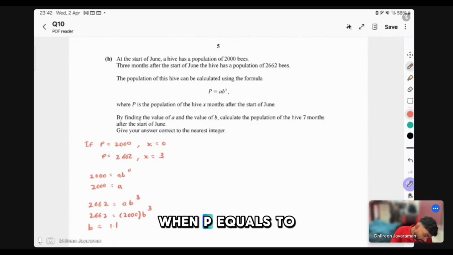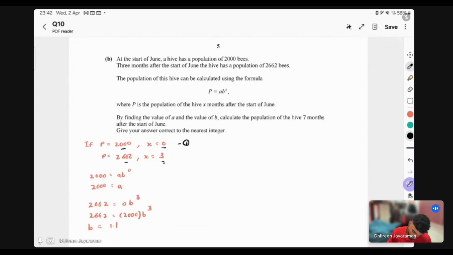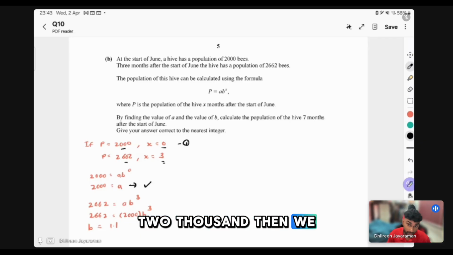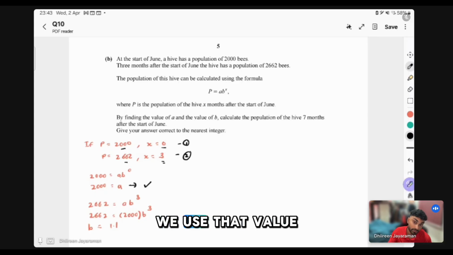We know that when P equals 2000, X equals 0, the initial. And P equals 2662 when X is 3, which is 3 months. So we substitute the first values into the equation to find out what A is. We put 2000 equals A times B power 0. We will get A equals 2000. Then we substitute the second values. We get 2662 equals A times B power 3. And since we know A is 2000, we use that value here. Solving this will give you an answer of B equals 1.1.